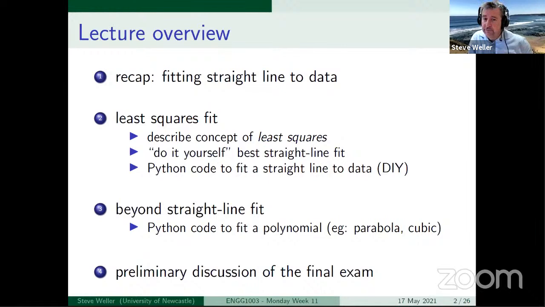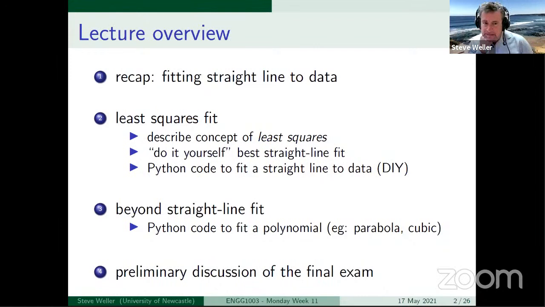And I call it do it yourself. It's possible to take the results we look at today and compare them with the results that come in from the SciPy library. So you've got a nice check there. And that's the second extension.